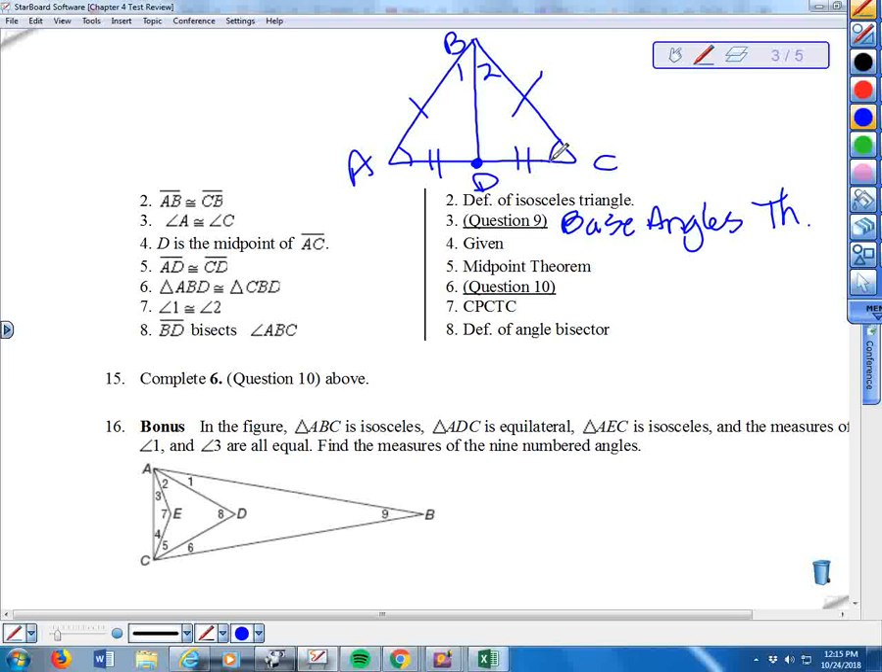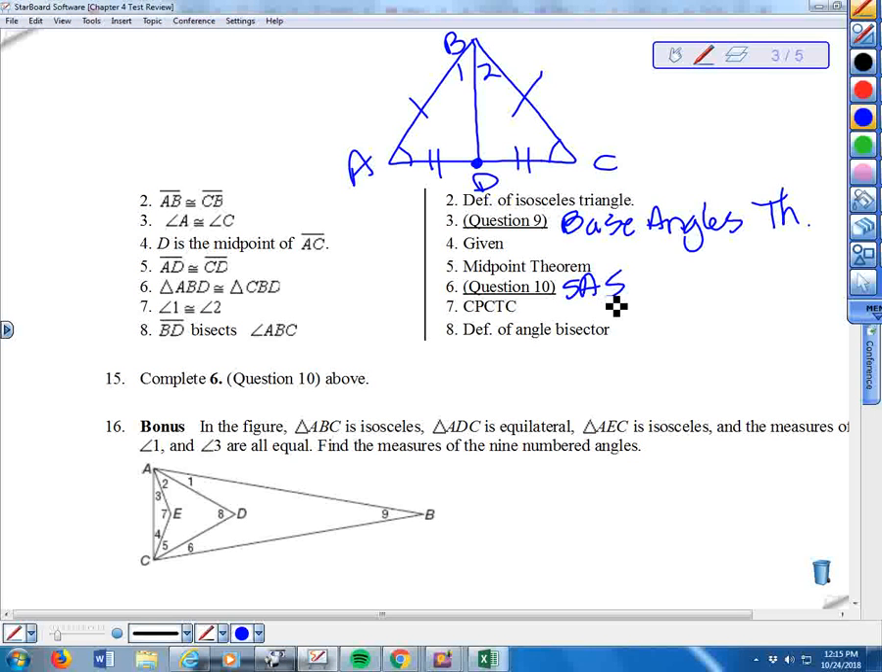Hypotenuse leg has to be a right triangle, and this is not. It is, but they didn't give us that. So we're not working with a right triangle. Based on only the information I've drawn on my sketch, which of those 5 theorems can I use to prove these two triangles are congruent? Side, angle, side. This is why it's really important to mark up your triangles so you can see it.